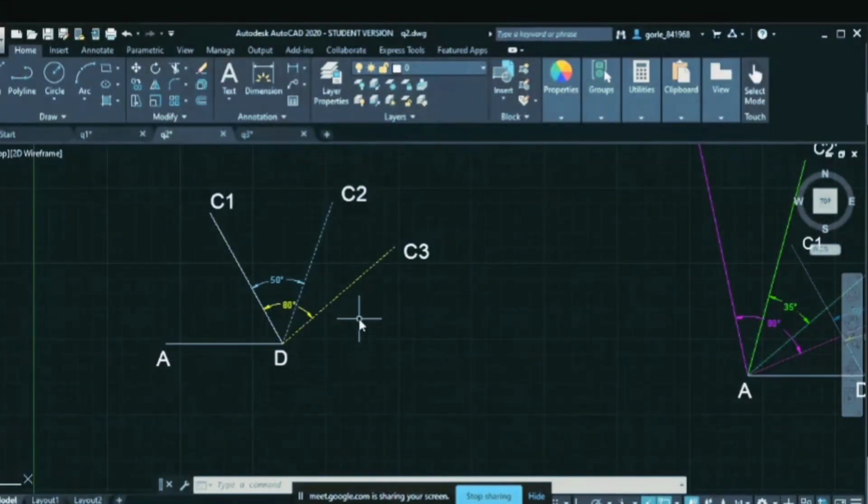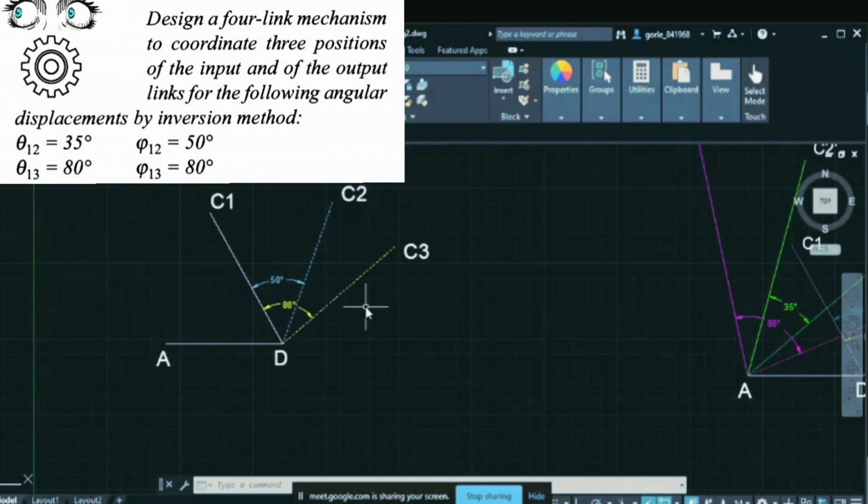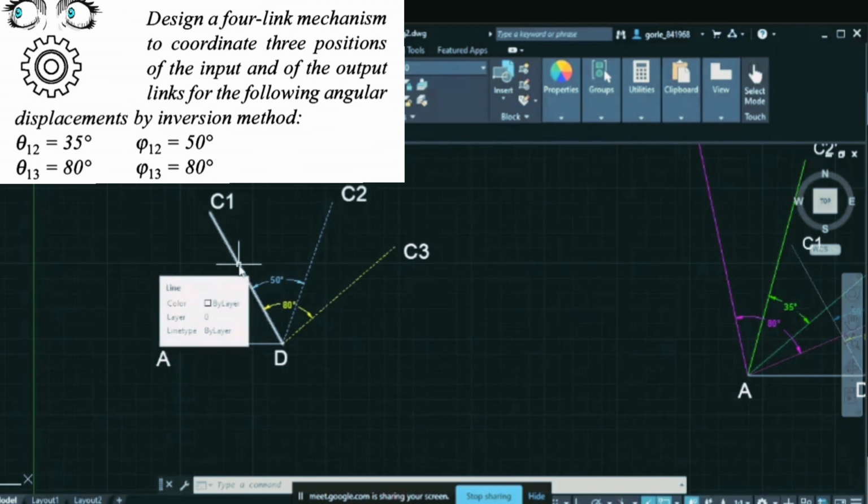For the given two angular displacements of the input and the output links, we need to obtain a 4-link mechanism to coordinate 3 positions of the input and of the output links for the following given angular displacements by the inversion method. Firstly, draw a line segment AD of suitable length, which represents the fixed link. Now choose a suitable length of the output link DC, which we marked as DC1.